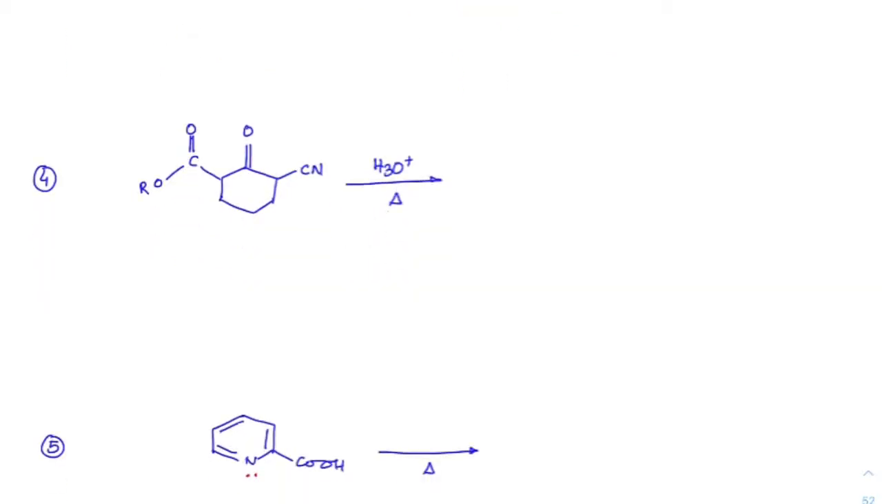Next, check this. We have cyanide here and an ester here. Both on hydrolysis will give acid. They are acid derivatives only. We have COOH here, right? Both of them are at beta position, which means both of them will come out as carbon dioxide. Decarboxylation will take place.